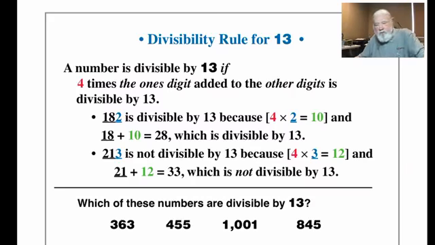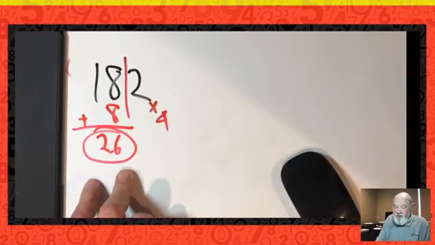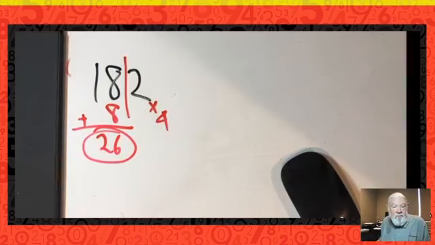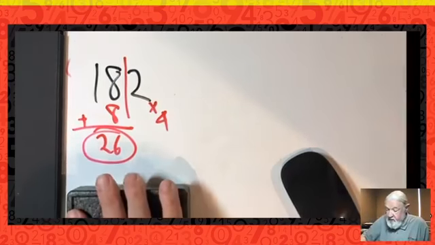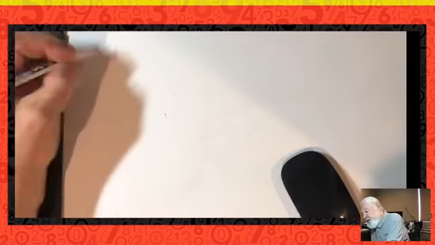So let's do that. 2 times 4 is 8. 18 plus 8 is 26. Hey, 26 is 2 times 13, so yeah, 26 is divisible by 13, so 182 is also divisible by 13. As always, let's take a look at a counterexample here where it doesn't work. And in this case, the number 213.